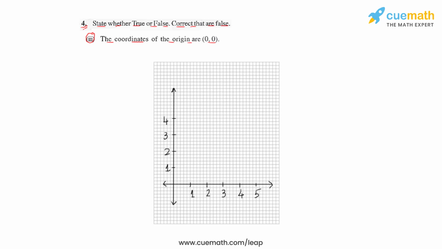So the third statement says that the coordinates of the origin are 0, 0, and to understand this, let us again consider this graph where this is the x-axis, this is the y-axis, and the two intersect at this point, which is 0, 0, and which is also known as the origin. Hence, to answer this part of the question, we can say that this statement is true.